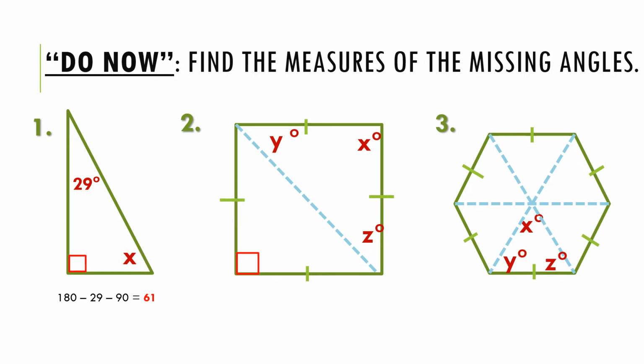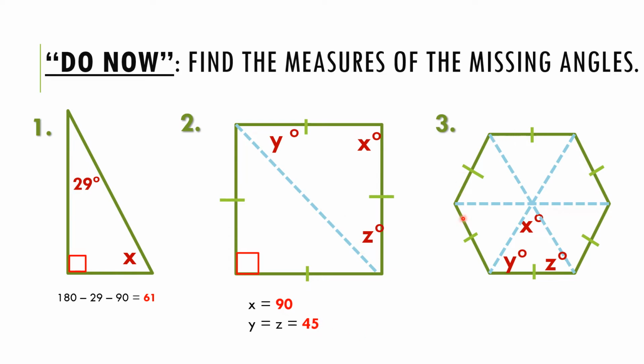For number two, notice that this is actually a square, right? We have four congruent sides. So if this is a right angle here, then x over here is also going to be a right angle, right? So x is going to be 90. And then y and z, because this is an isosceles right triangle, are just going to be 180 minus 90 and then split up, right, with whatever's left over there. So we know that would be 45 degrees.